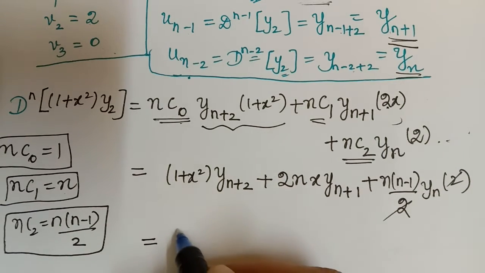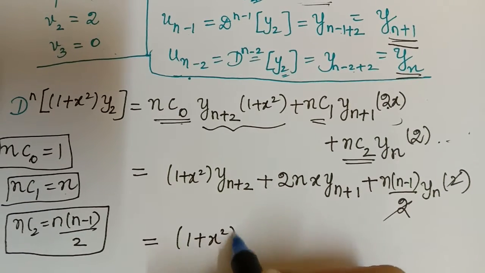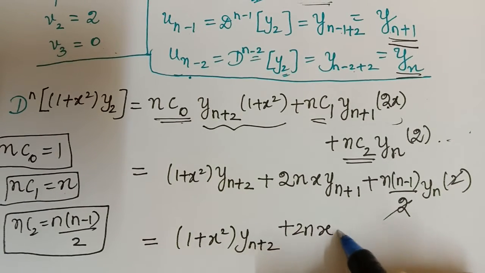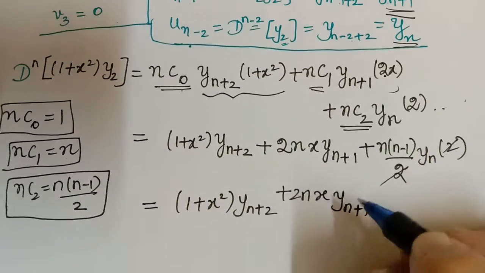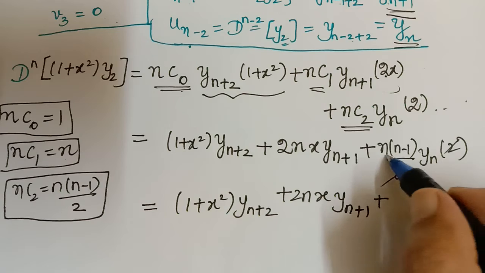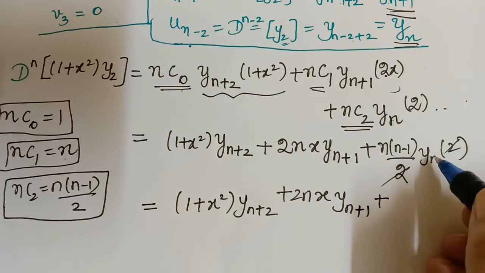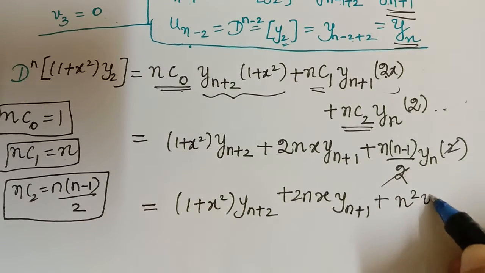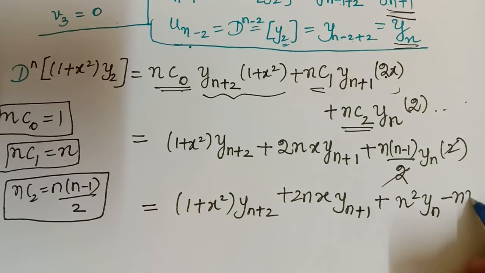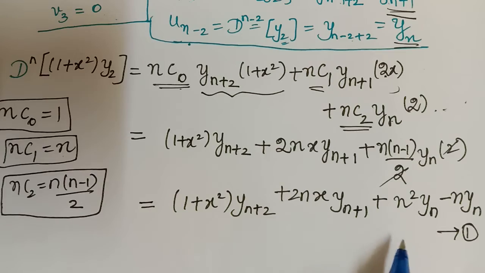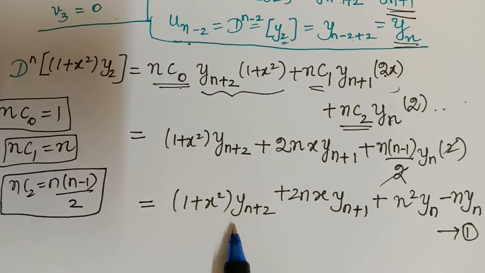And finally we have this term as 1 plus x squared yn plus 2, plus 2nx yn plus 1, and then plus n into n minus 1, which can be written as n squared minus n, and when that gets multiplied with yn, it will become n squared yn minus nyn. So this is our equation 1. So the first term we have found. Next, similarly, we have to find the second term.